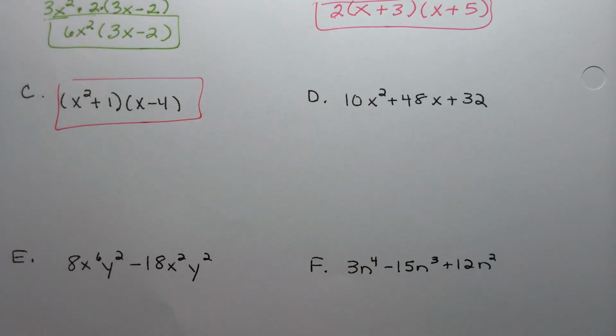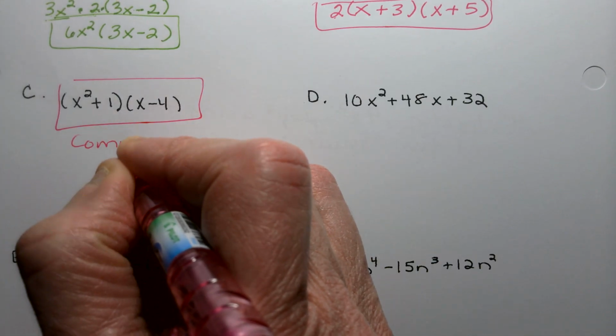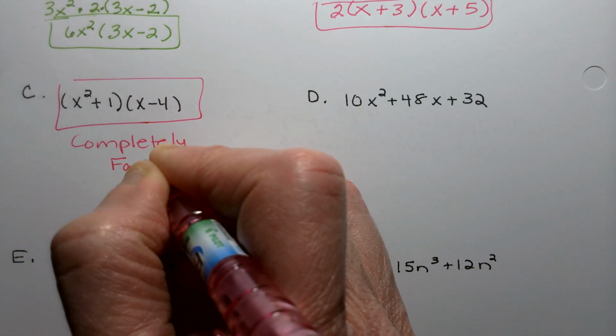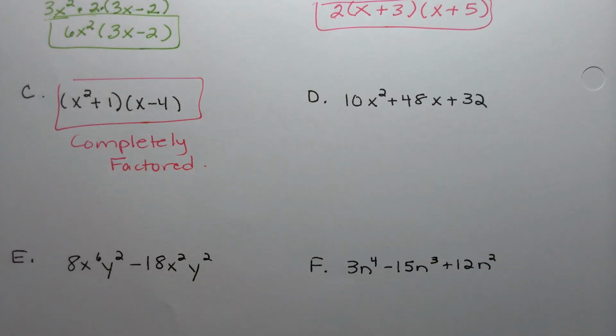There's nothing else. It's completely factored, and that's how you can write it. And this is the hard part, figuring out which ones are and which ones aren't. So look at the next one. We see a trinomial, 3 terms. What do we do first?